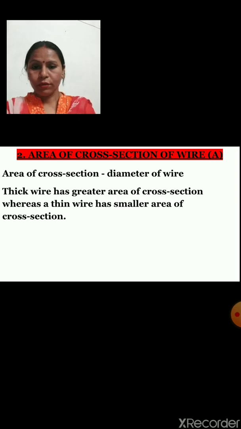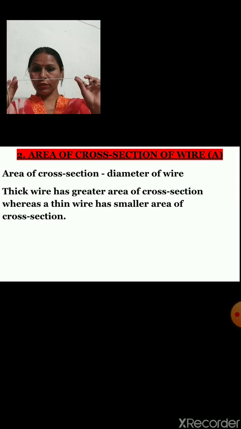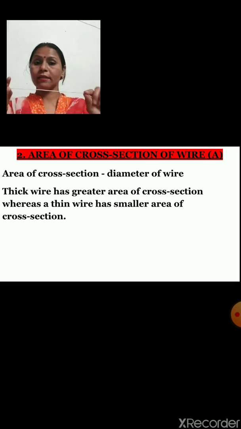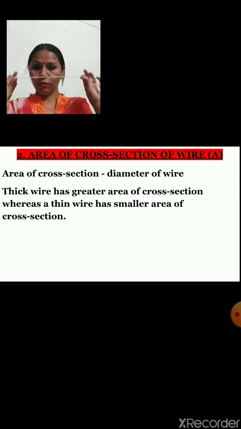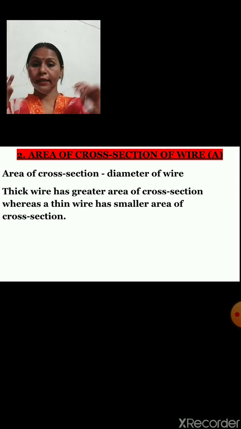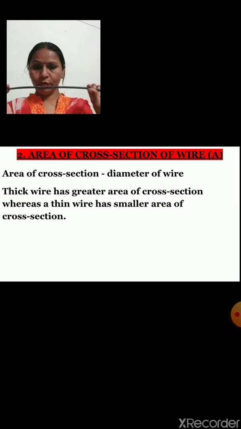The area of cross section of wire is inversely proportional to the resistance. It means if the area of cross section is less, then the resistance will be high. For less area of cross section, resistance will be high, and for more area of cross section, resistance will be low.